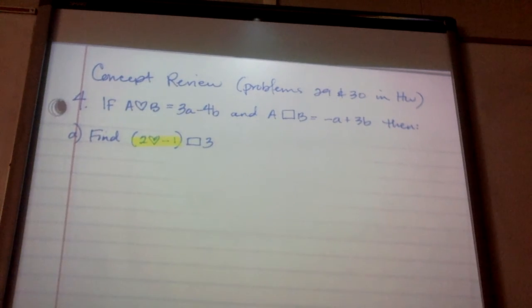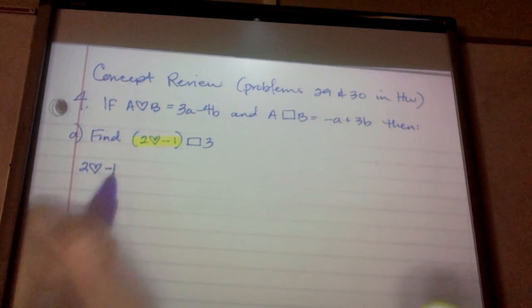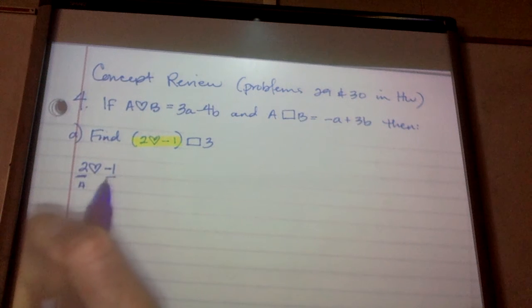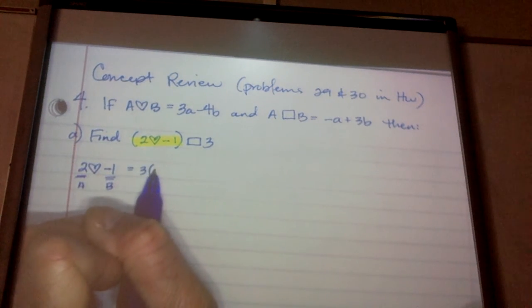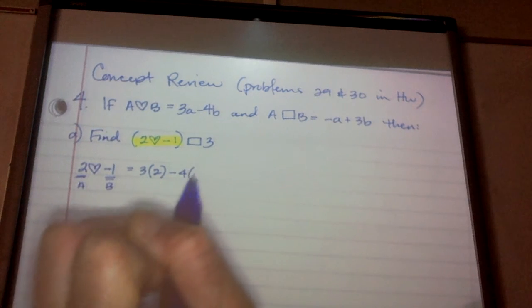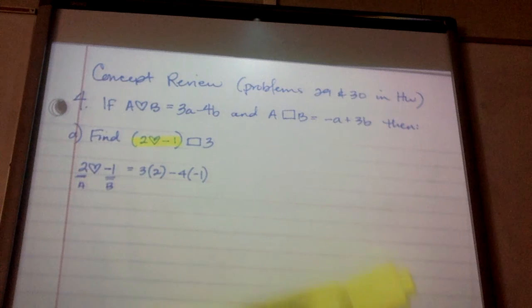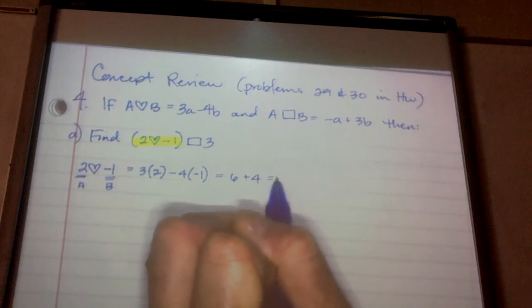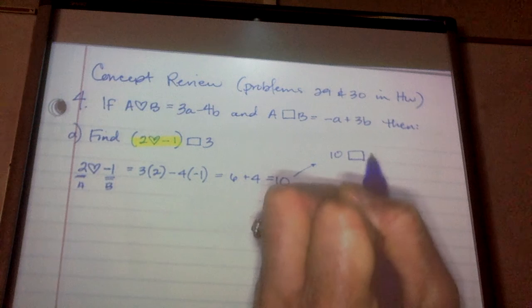All right, parentheses first. So 2 heart negative 1 means that I'm plugging 2 in for A, and this is B. So that would equal 3 times 2 minus 4 times negative 1. Because this is A and this is B. Okay, so 3 times 2 is 6 plus 4 would equal 10. So now I have 10 rectangle 3.